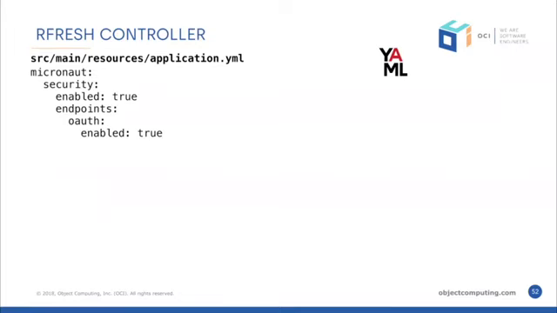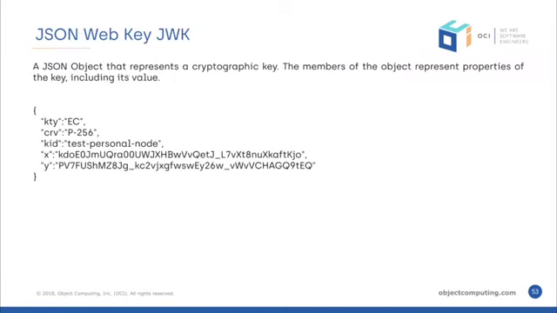To refresh an access token, you can turn on another controller, which is the refresh controller. You turn that on with micronaut.security.endpoints.auth.enabled, and that will turn on that controller. You can send the refresh token with a particular payload, and that will return you a new access token.